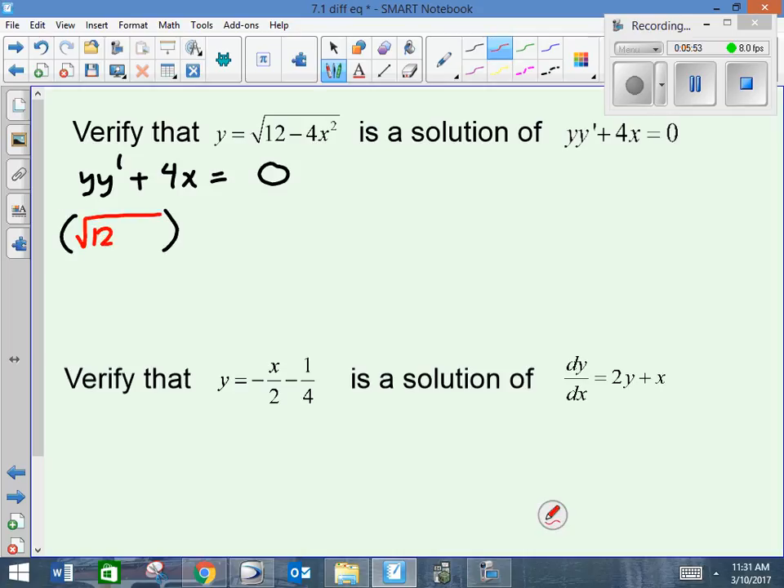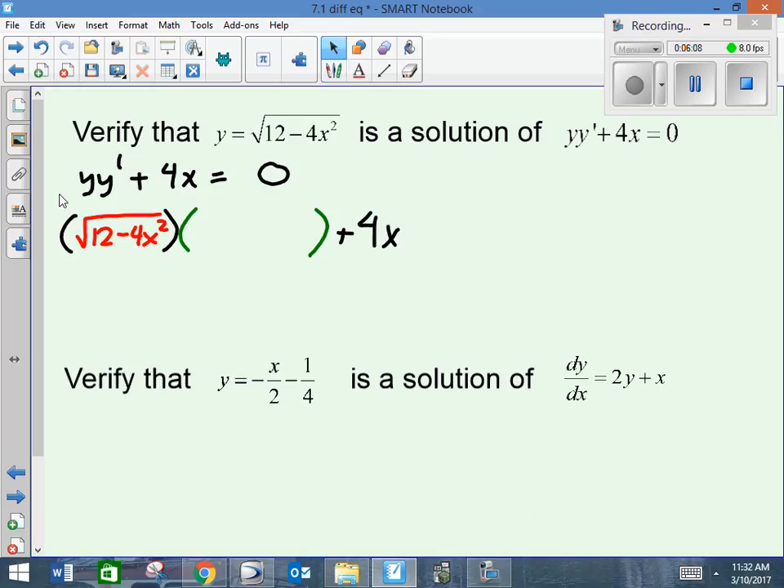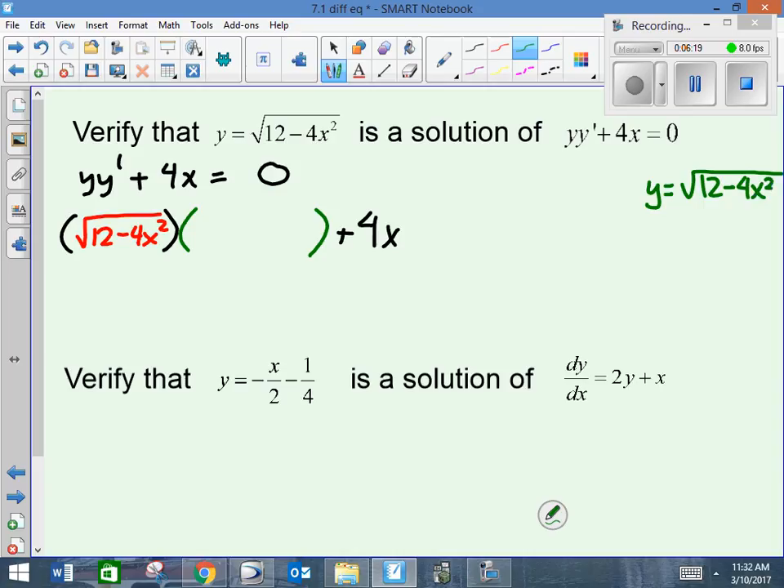Radical 12 minus 4x squared. Okay, and y prime. Okay, well, everybody take a minute and work it out. You take the derivative of the radical 12 minus 4x squared. This is y, then that's what y prime is, right? I'll give you a minute.